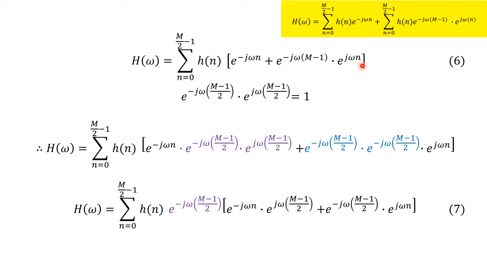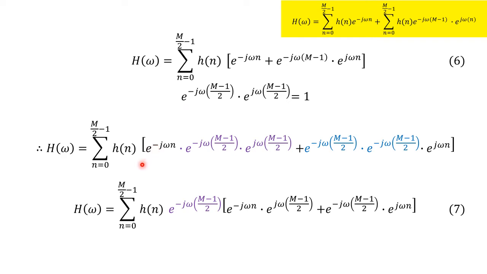Now for further simplification, we are going to make one substitution. A combination of these two is equal to 1. That means e to the power of minus j omega of m minus 1 divided by 2 into e to the power of j omega of m minus 1 by 2 is equal to 1, because here is a positive power, here is a negative power, and if we multiply these two and simplify, we get the answer as 1. So it will become equivalent to multiplication by 1. This substitution we are making with respect to this first exponential.